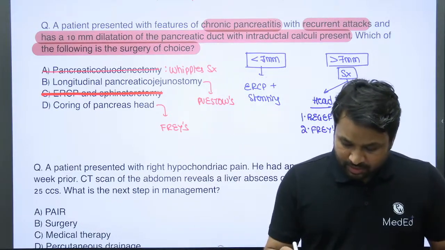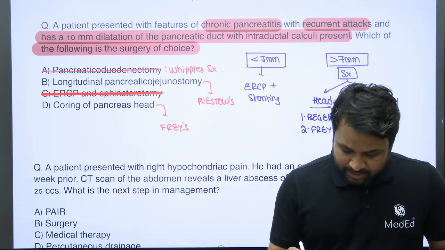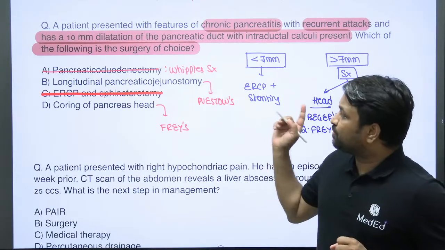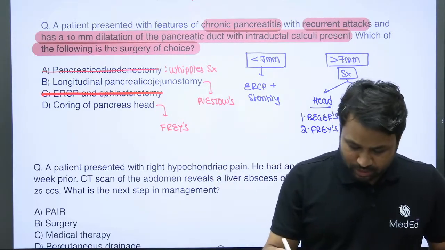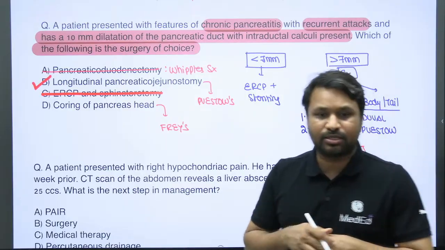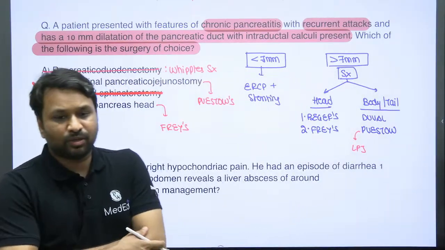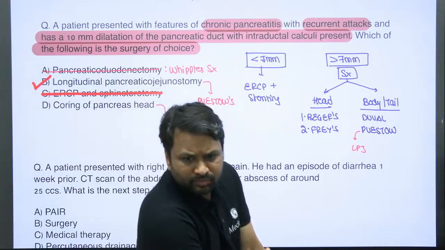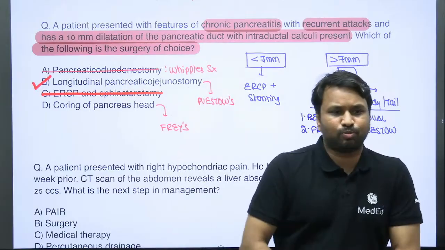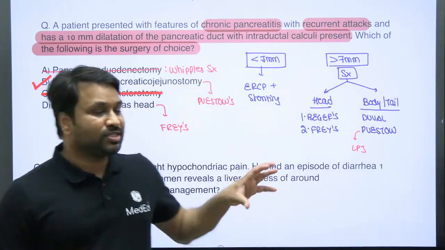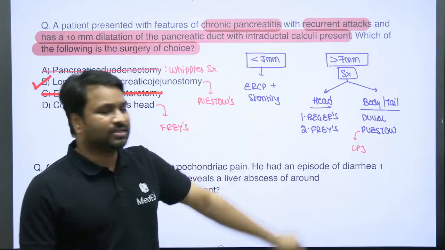Now it says recurrent attacks, dilated pancreatic duct with intraductal calculi present. So the stone is present throughout the duct. If the stones are present throughout the duct, the longitudinal pancreaticojejunostomy is a better one. Mishra, absolutely correct, spot on. If the disease is concentrated only in the head, then you go with Beger's and Frey's. Okay?